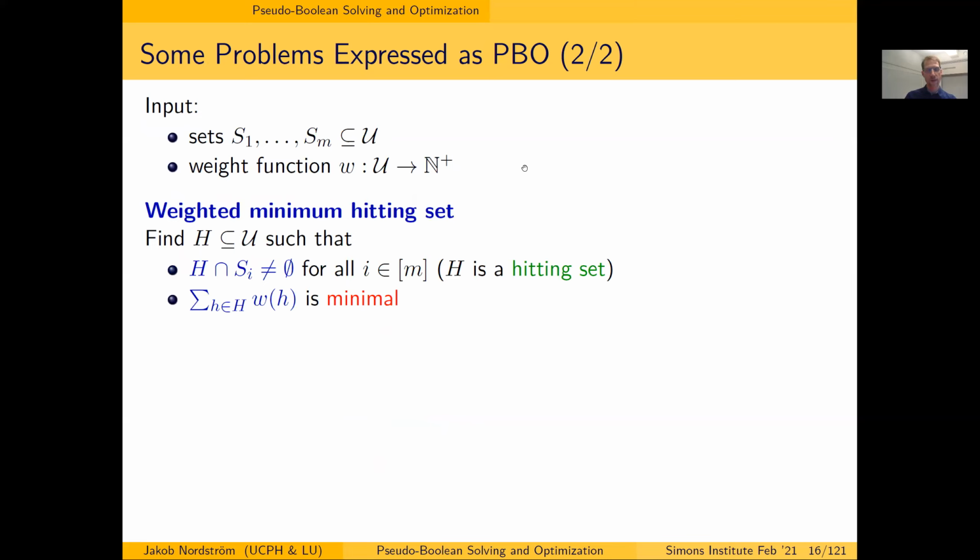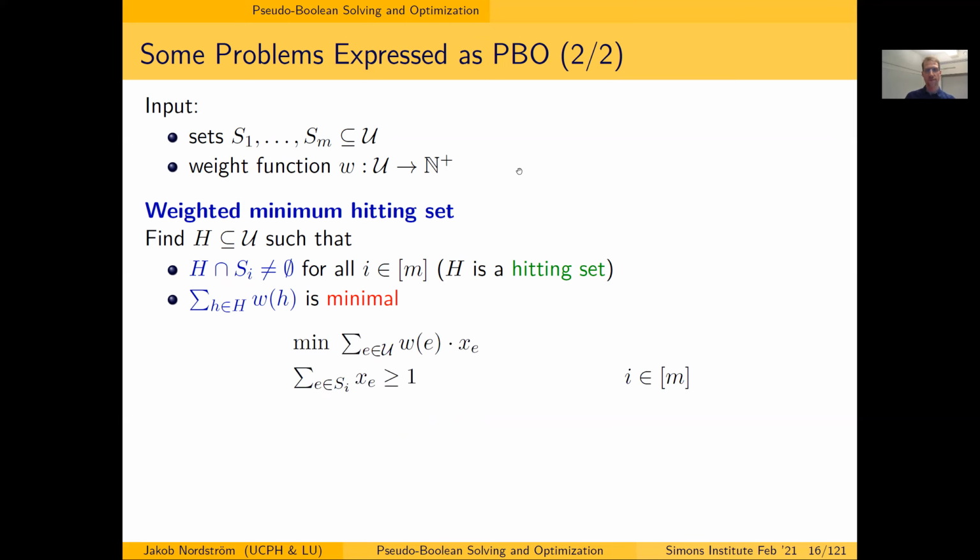Finally, another problem slightly more general that will be relevant later in this tutorial is weighted minimum hitting set. Here we have a collection of sets living in some universe, and again a weight function on all the elements in the universe, and we want to find a hitting set. A hitting set is just a set that has a non-empty intersection with all the sets in our collection. For such a hitting set, we're looking at one of minimal weight, summing up all the weights of the chosen elements in the set.